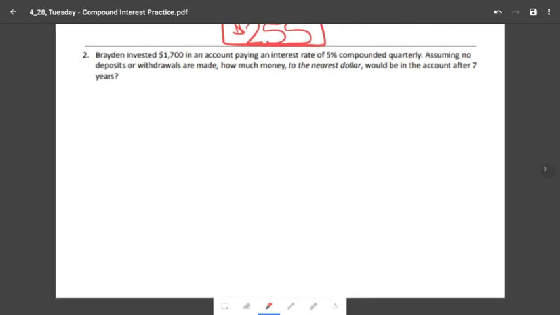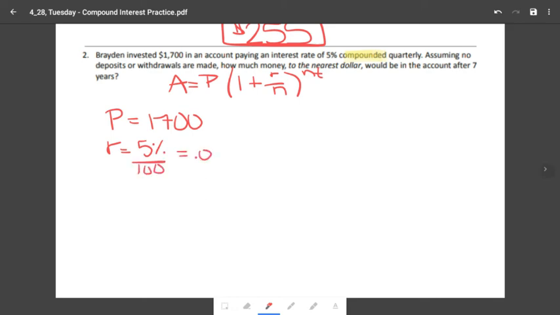Okay, question 2. Braden invested $1,700 in an account paying an interest rate of 5%, compounded quarterly. Assuming no deposits or withdrawals are made, how much money to the nearest dollar would be in the account after 7 years? So the word compound is there. So here is our formula. And he is investing $1,700, so that is P. R, 5% divided by 100, we get 0.05. Compounded quarterly, N is 4. And we're looking for the value of the account after 7 years, so T would be 7.